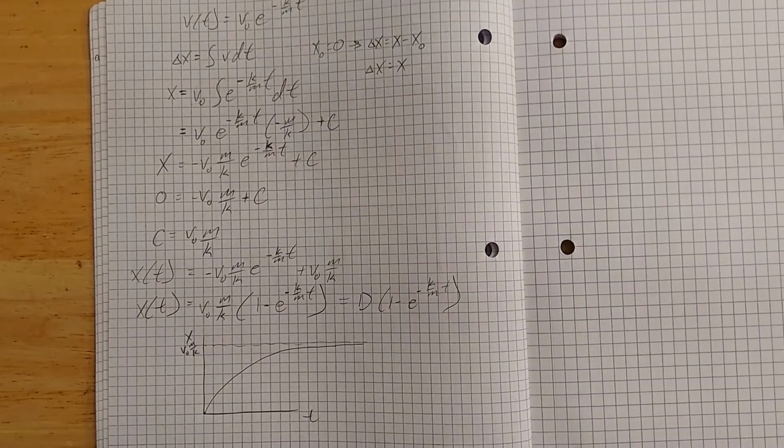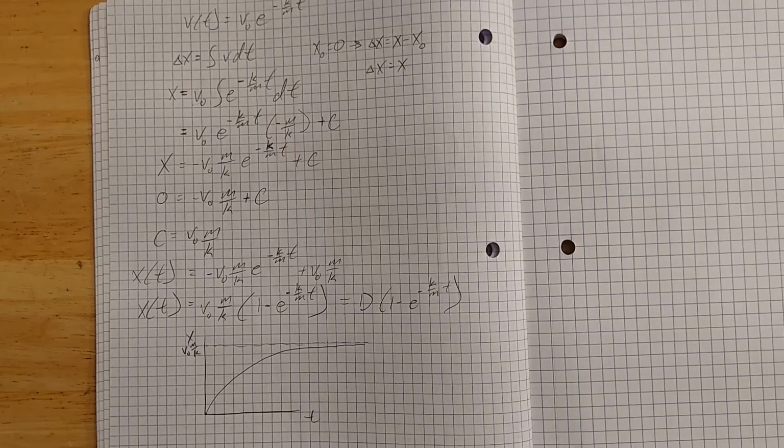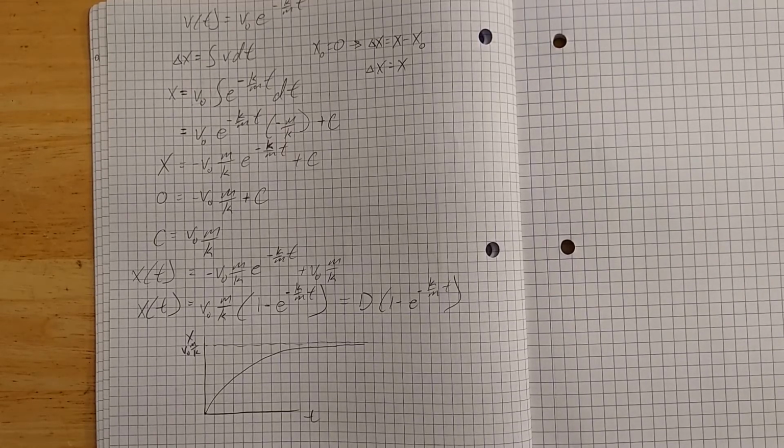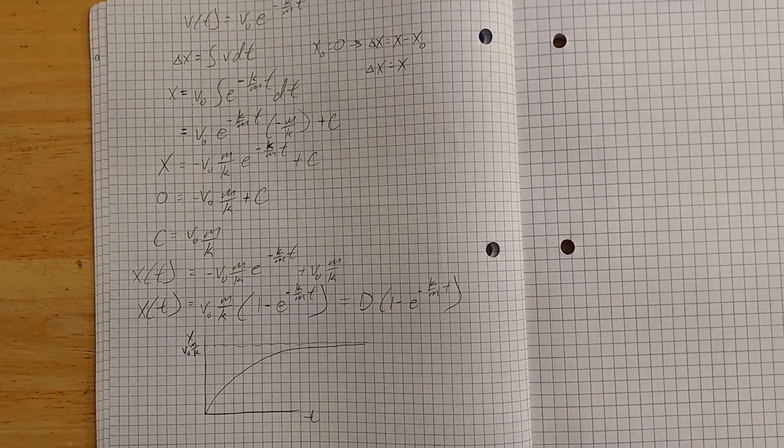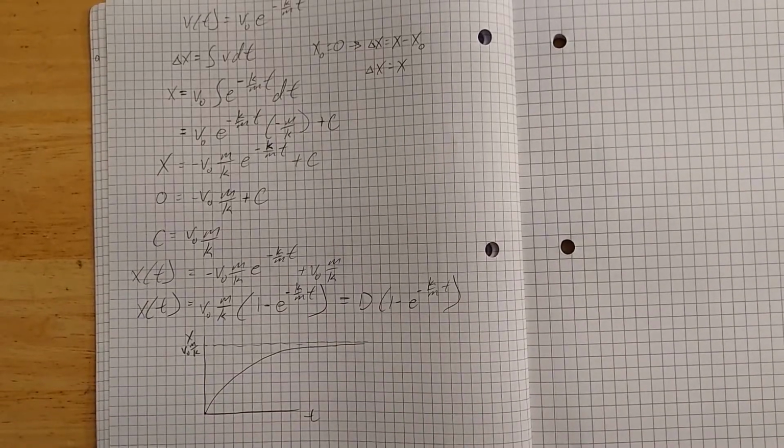This form will come back when we look at something falling in a gravitational field with drag. I was going to call it free fall, but it's not technically free fall if there's drag. So we're going to see this basic equation form come up again.